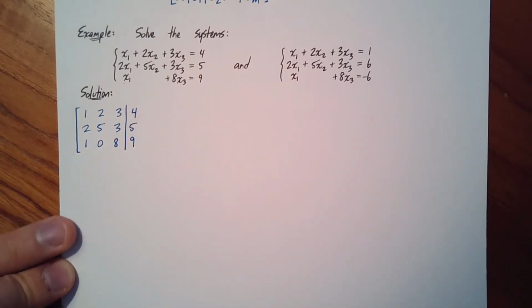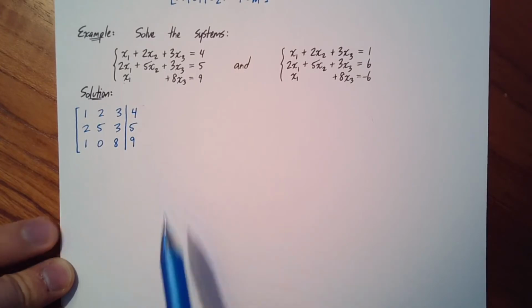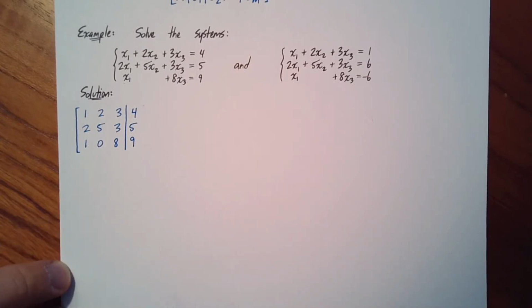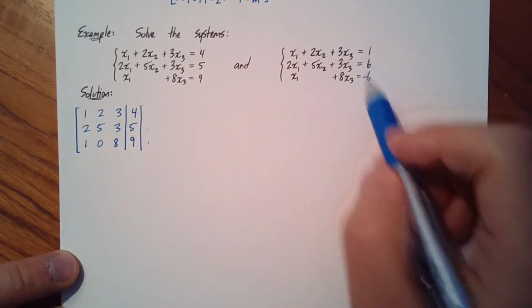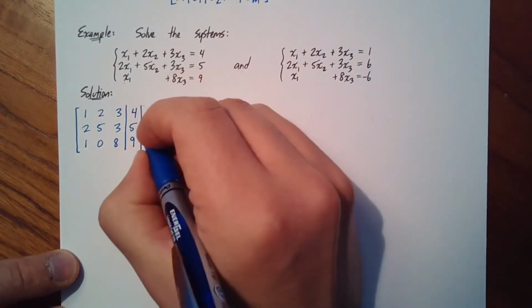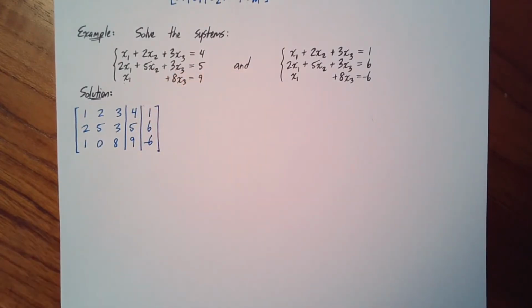Now this is where, typically, if I was just working on this system, I would close the bracket here and shut this off. But I'm not. I'm going to draw a vertical line, and then now I'm going to write a constant column for this linear system over here. So I've got 1, 6, and negative 6. So that's what you can call a special augmented matrix.